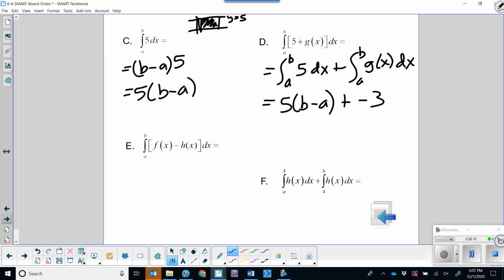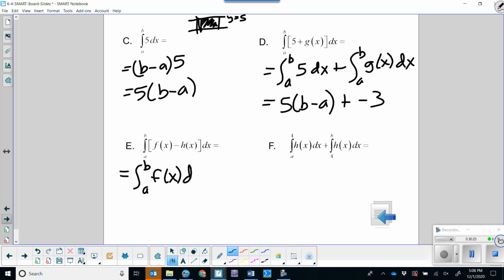Okay, so then let's look at these last two. So here we have the integral from a to b of f of x minus h of x. So the property says go ahead and do both of those separately.